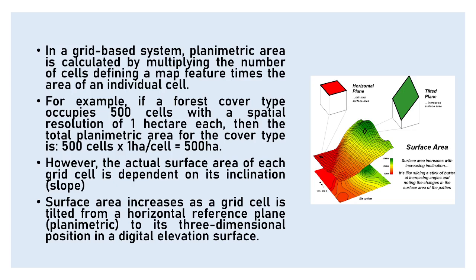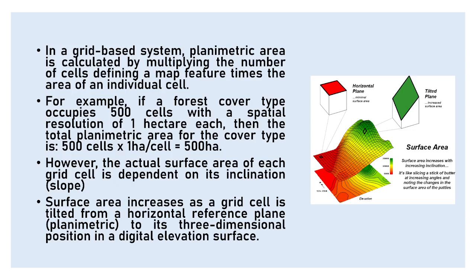However, the actual surface area of each grid cell is dependent on its inclination. That's why it is specifically mentioned as planimetric area. Planimetric area doesn't take into account the slope. So they can directly multiply 500 into 1, 500 hectare. That's it. But you have to understand that for the actual surface area, we also have to consider the slope, the inclination.